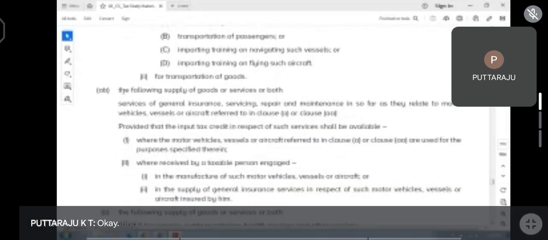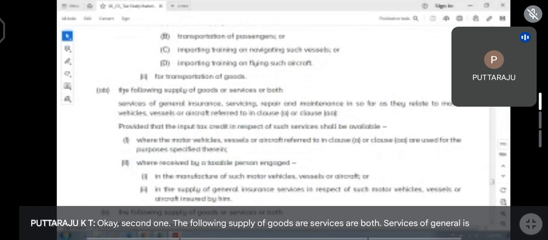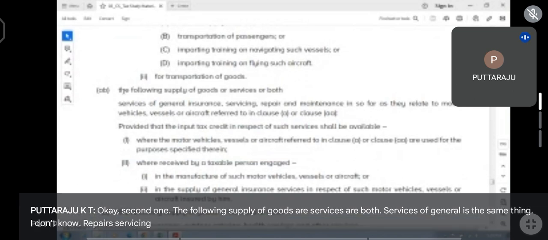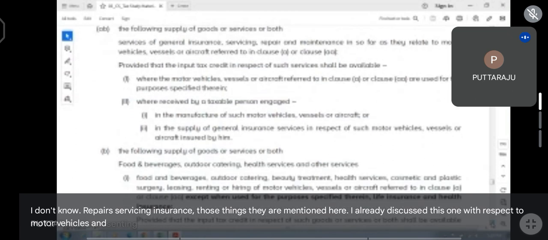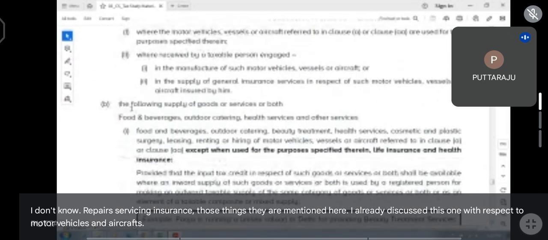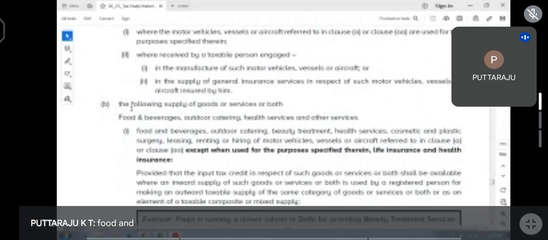Okay. Second one. The following supply of goods or services are blocked. Services of general insurance, repairs, servicing, those things are mentioned here. I already discussed this with respect to motor vehicles and aircraft. Next, the following supply of goods or services: food and beverages, outdoor catering, healthcare services and other services.